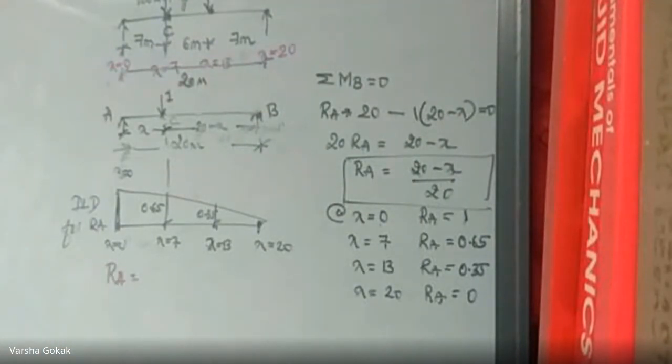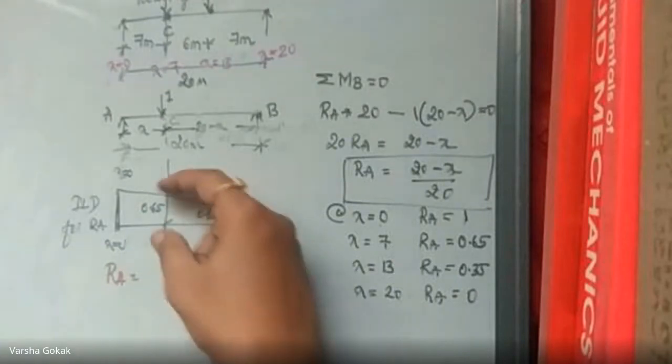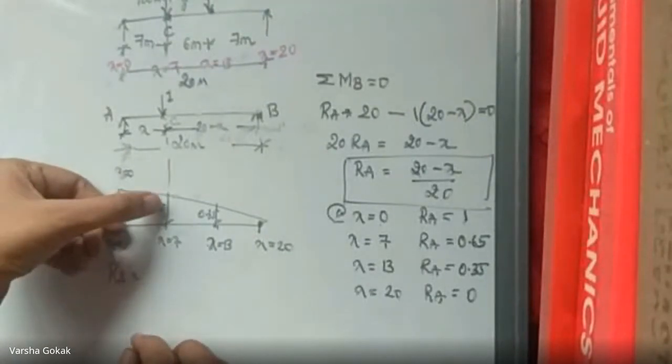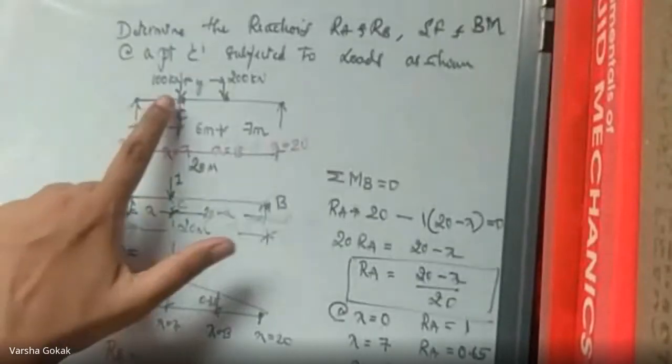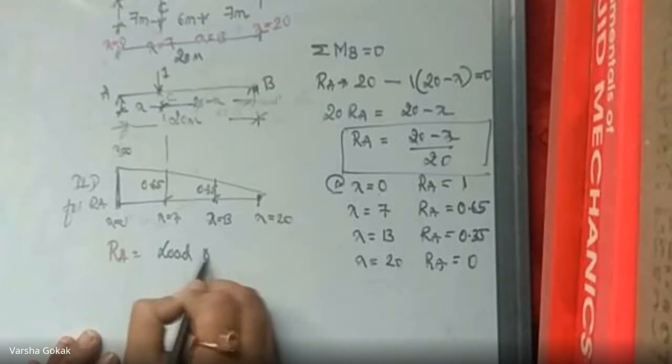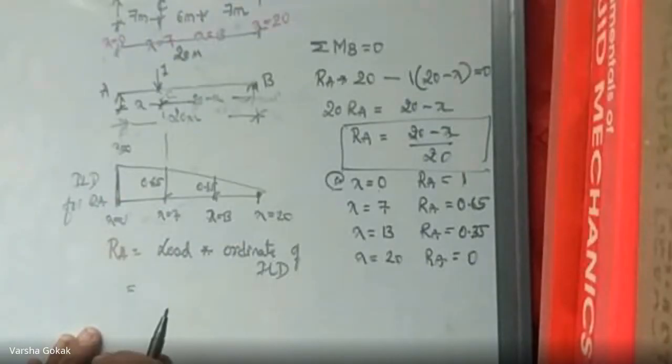Once this is done, then how do I get the reaction value RA? Last class we had done. If you want to get the reaction value RA, it is the sum of what? The load into the ordinates. Correct? Ordinate means from your influence line diagram, whatever this y value you are getting now, this y value has to be multiplied to your external loading that is present. So the equation is simple. That is, it is going to be load into the ordinate value of IID.